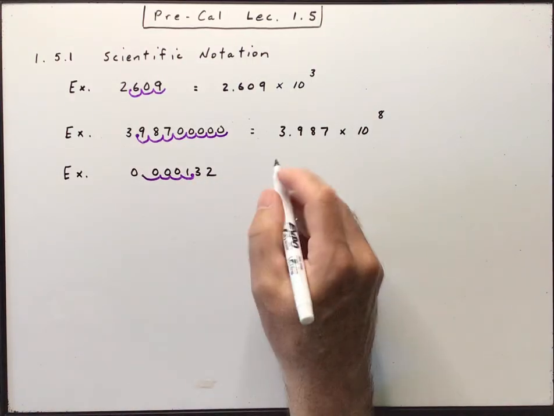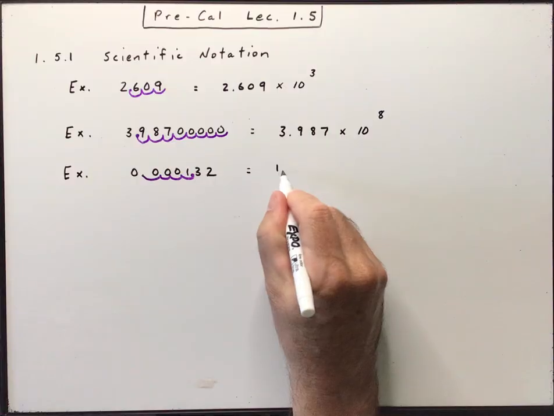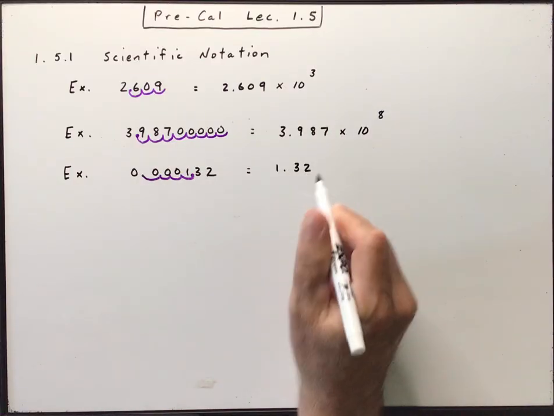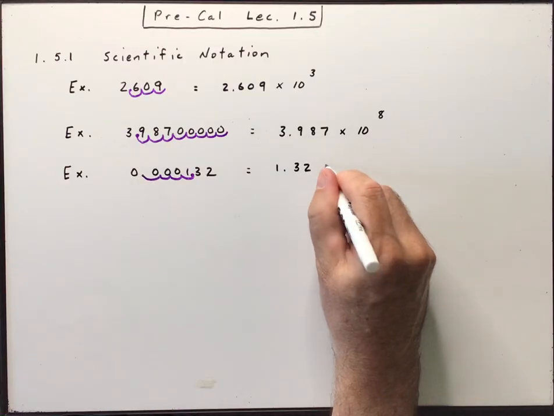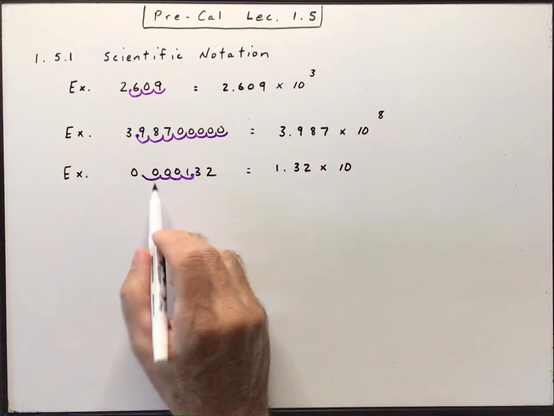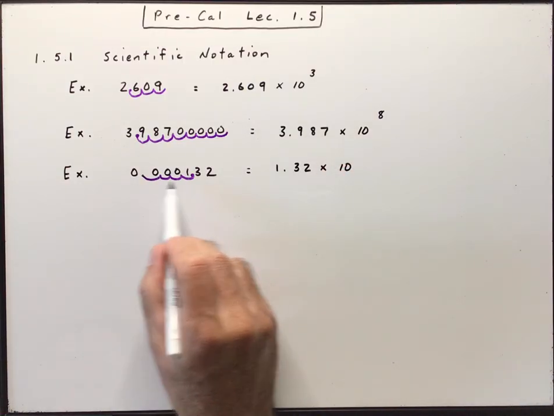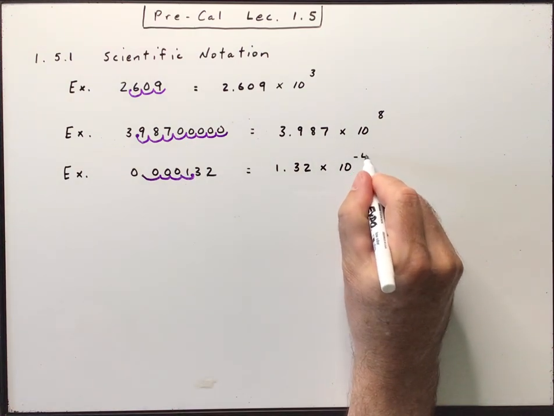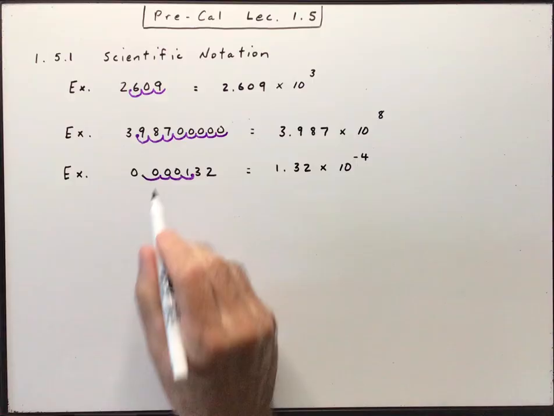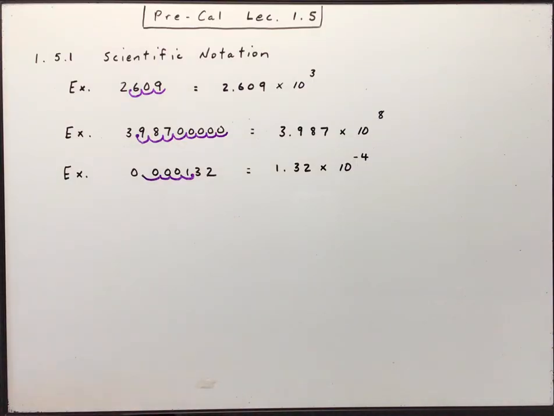You moved it 4 spaces, so that's going to be 1.32. So we got rid of all those leading zeros. 1.32 times 10, and because it's a number less than 1, we're moving the decimal to the right. The exponent is negative, so times 10 to the negative 4. We moved it 4 places.